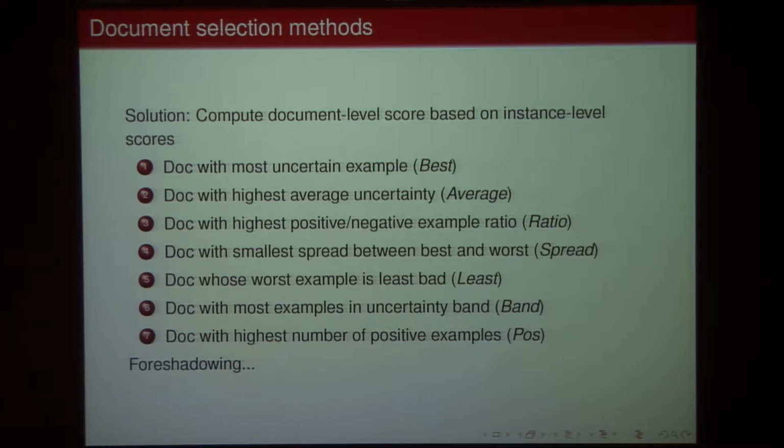And then going back to uncertainty, we said, well, let's look at the best example, the most uncertain example in the document, and the worst example, the least uncertain one. And let's just take the document where the difference between those two is minimized. So in other words, maybe we won't have very many really bad examples, even if we don't have the best one. Then we said, well, okay, let's take the document where the worst example is not that bad. Then we're not getting any really bad examples.